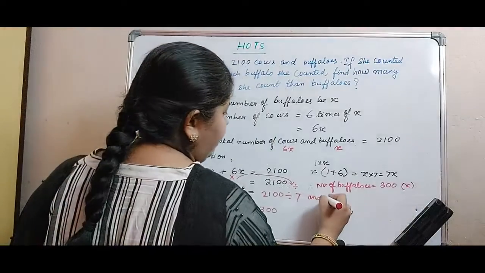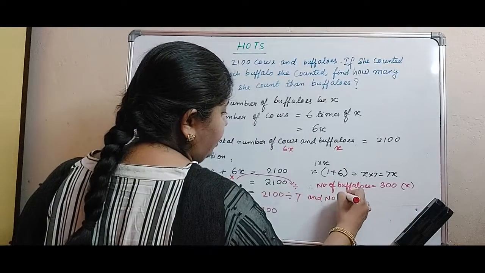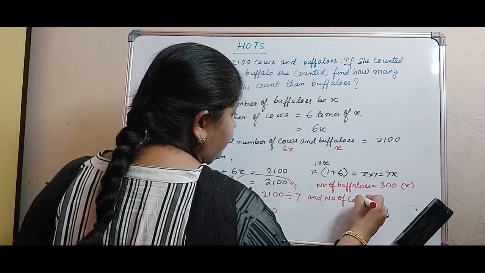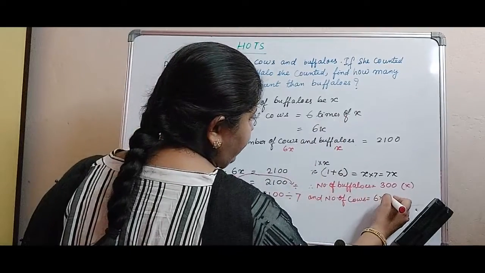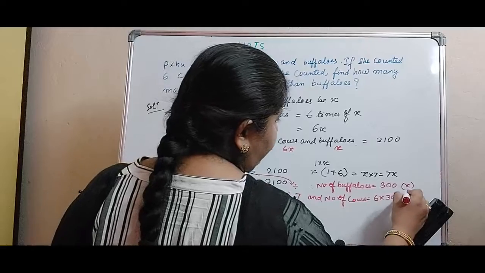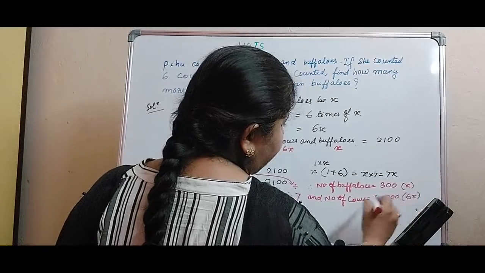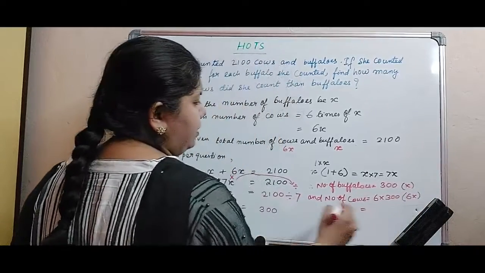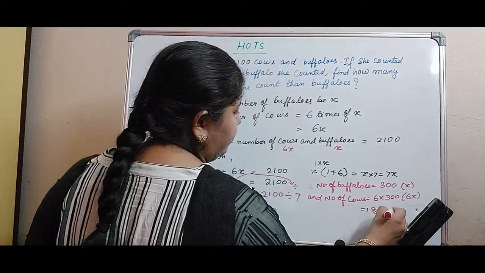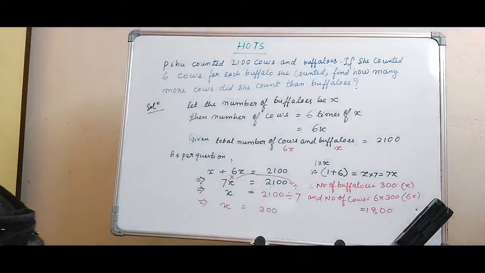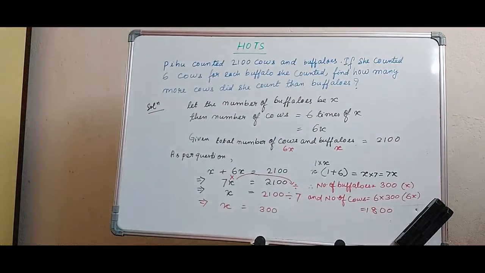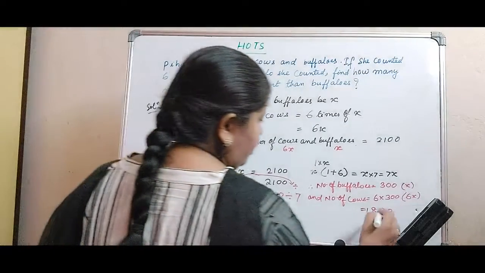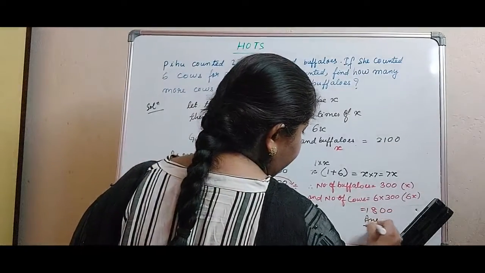And what is the number of cows? Number of cows equals 6 times x. So 6 into 300. Okay, here you write 6x. So that is equal to what? It is 1800. I hope you all have understood this question. This comes under the HOTS section in your exercise.